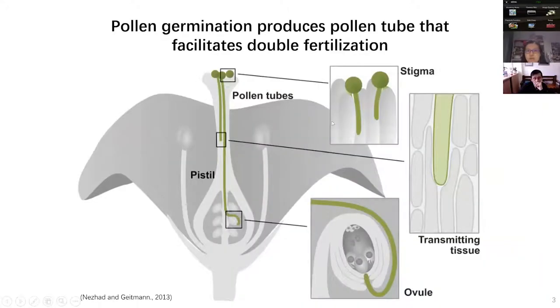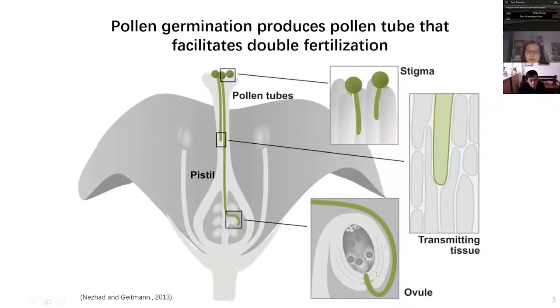Pollen grains from the male floral organ will fall and attach to the stigma during flowering time. After hydration, they will germinate and produce pollen tubes that penetrate the long pistil of the female floral organ and finally reach the ovule for fertilization. Therefore, a functional pollen tube is indispensable for successful fertilization and seed setting.